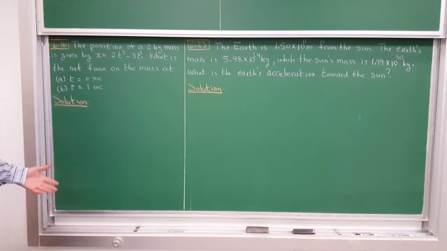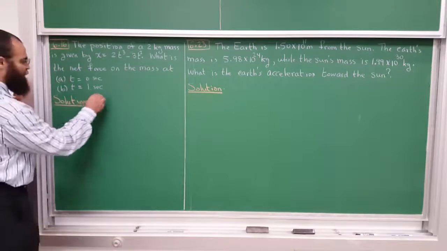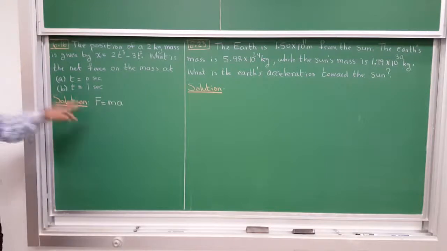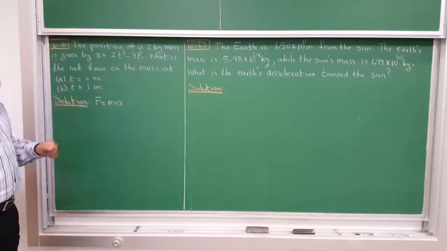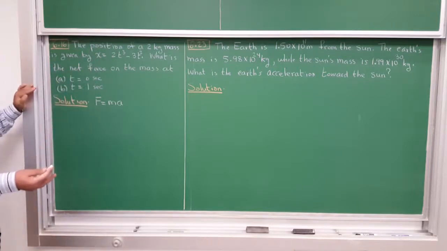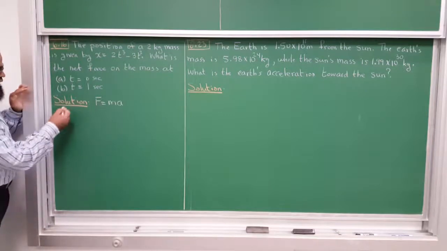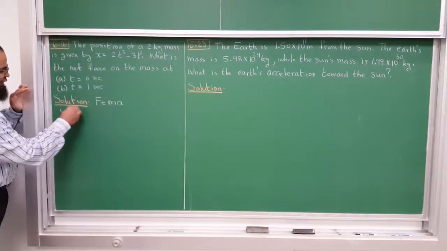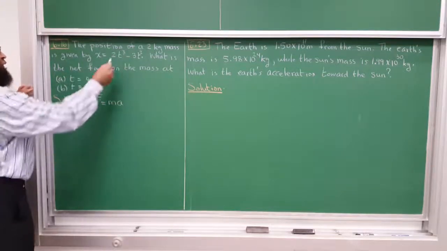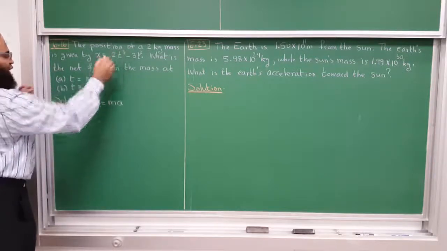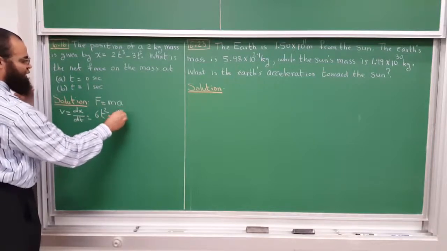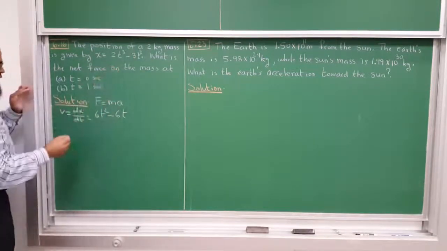Well, I know that the net force on an object will be the mass times the acceleration of the object. I know the mass of the object, it's 2 kilograms, but what's the acceleration? Oh, I have the position, so I just have to take the derivative once to get velocity, and then take the derivative again to get the acceleration. So v is dx/dt. Taking the derivative with respect to time, the 3 comes down, so you get 6t squared, and then minus 6t for this one.